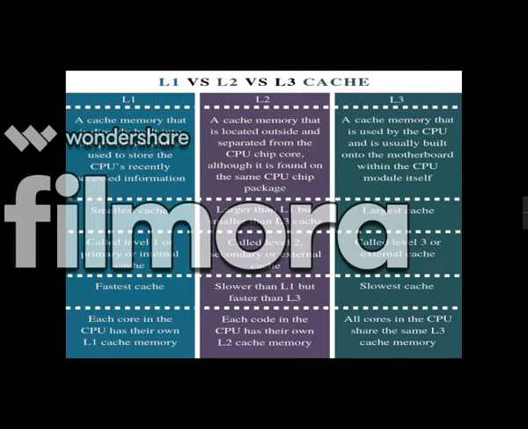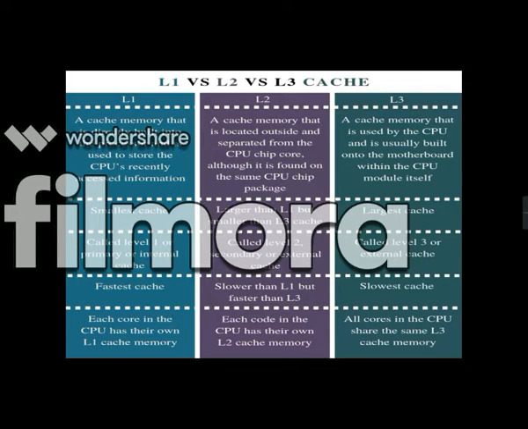L1 is the level 1 cache, or internal cache. It is located inside the CPU. L2 cache is located inside, or it can even be located outside of the CPU, and L3 is permanently located outside of the CPU. L1 is the smallest cache, L2 is larger than L1 but smaller than L3, and L3, or level 3 cache, is the largest cache.